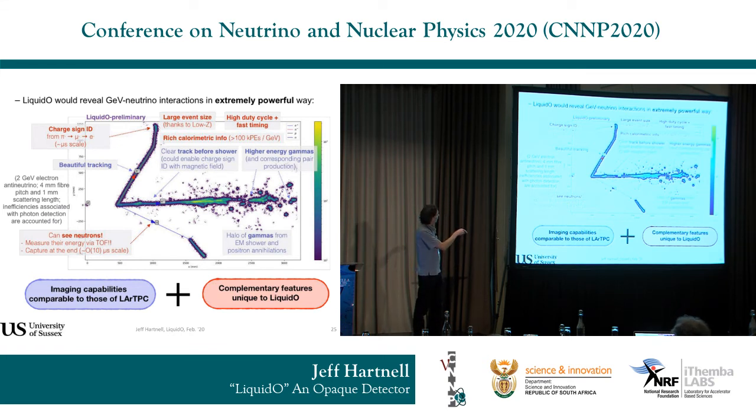And so that allows the events to spread out, and that's important because one of the backgrounds is pi zeros, where you mistake the gamma electromagnetic shower for an electron or positron electromagnetic shower.